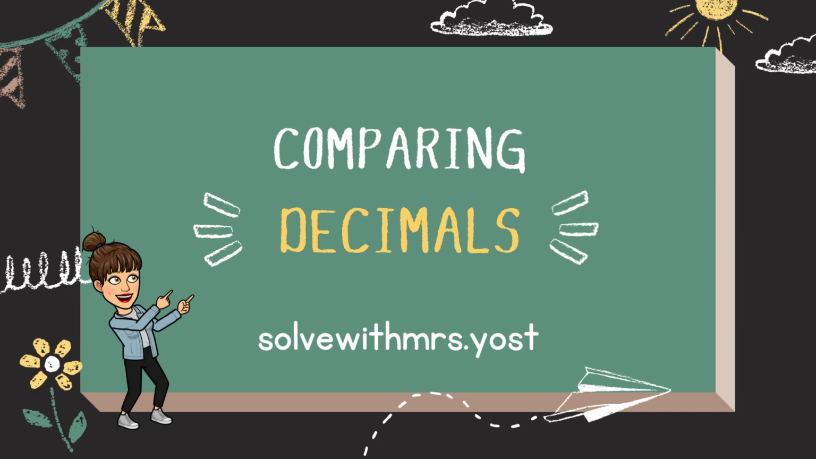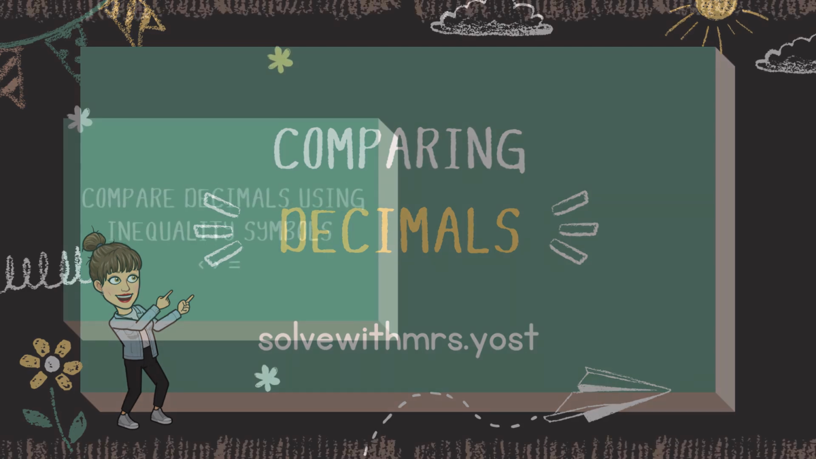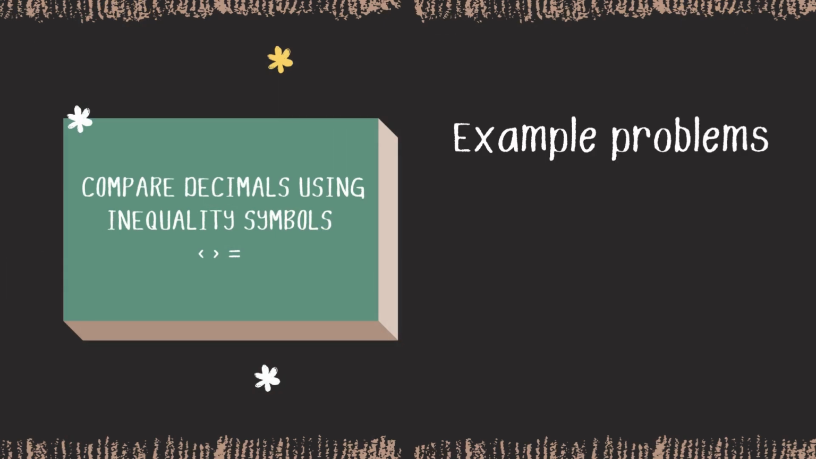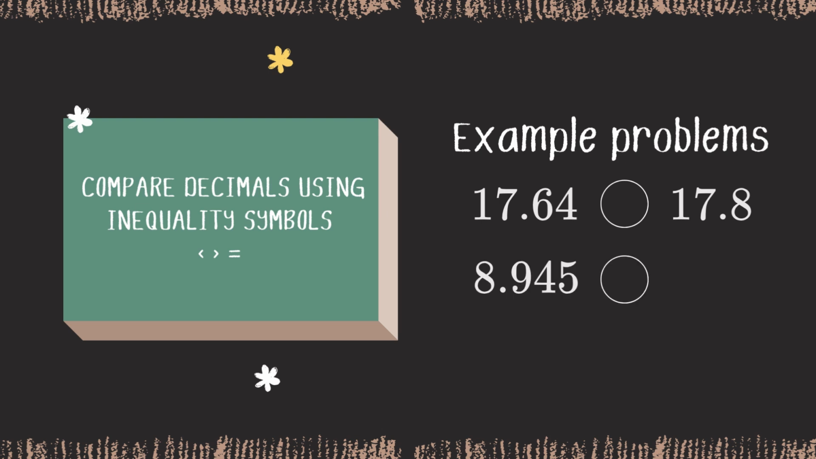Comparing decimals. Example problems. 17 and 64 hundredths compared to 17 and 8 tenths. 8 and 945 thousandths compared to 8 and 97 hundredths. 1 and 7 tenths compared to 17 hundredths.